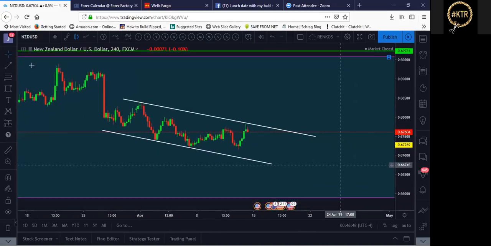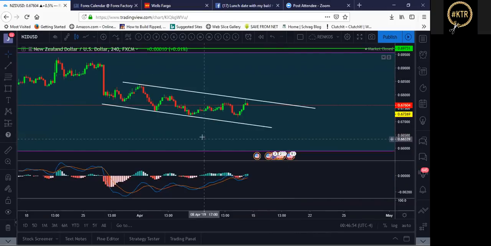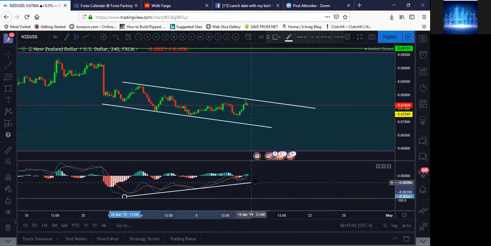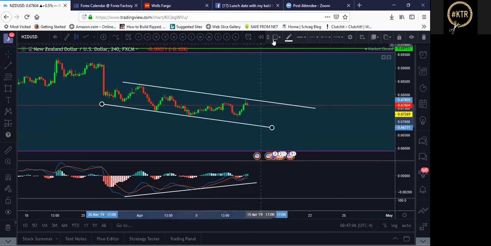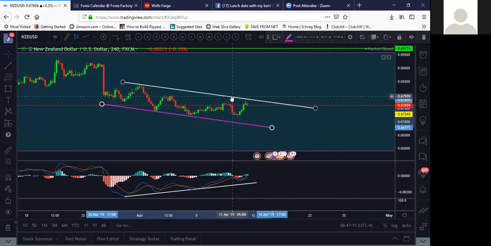Miss Ruby, this is the trade of the week right here on NZD USD. Right here, that's my 4 hour. Shoot, I'm not even looking for divergence no more, but I could, because it is. Look at that divergence, buddy. Now tell me you can't see that. Yes, I can see it.